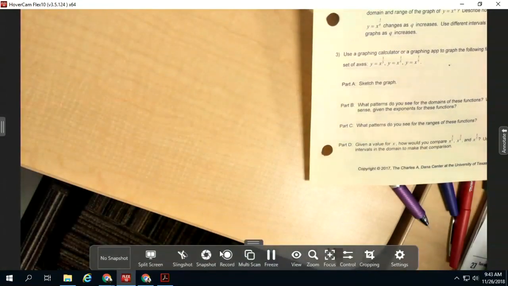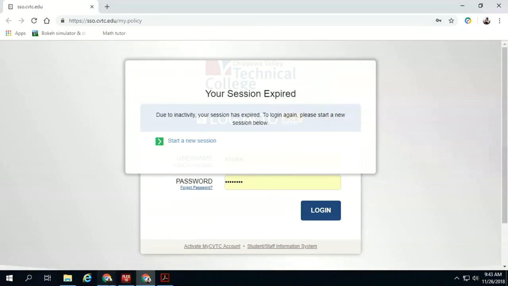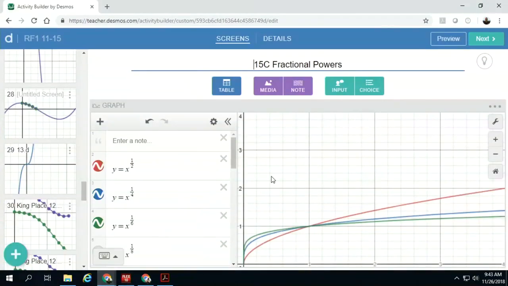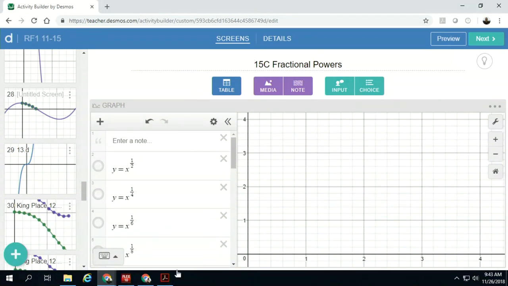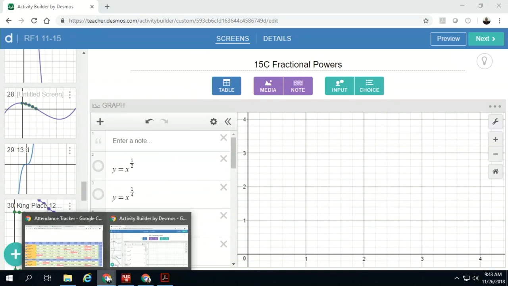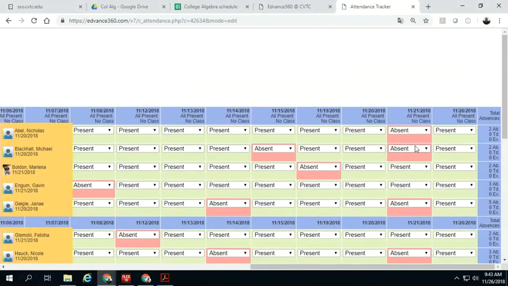Now we make them odd functions. You draw your functions, and I will take attendance.